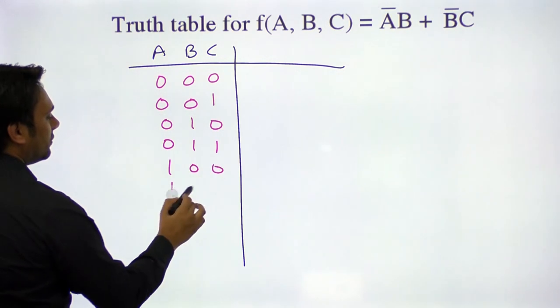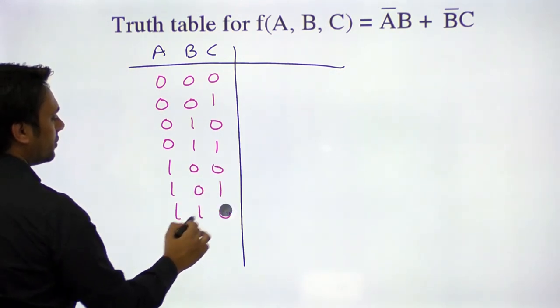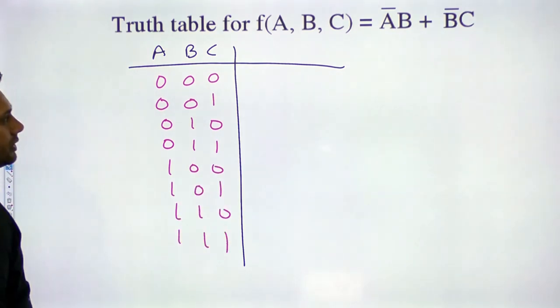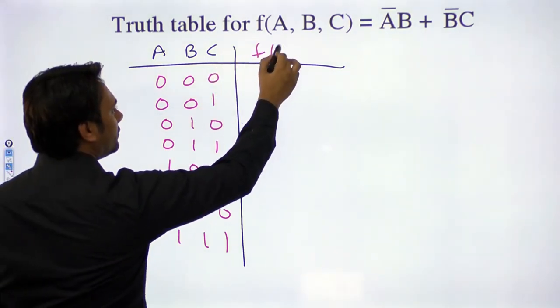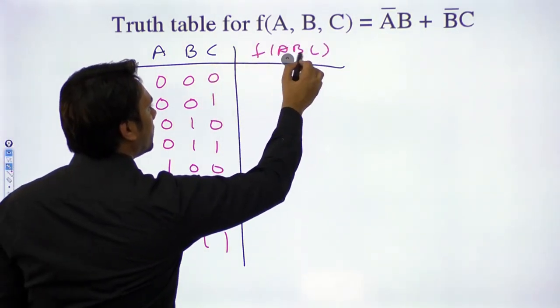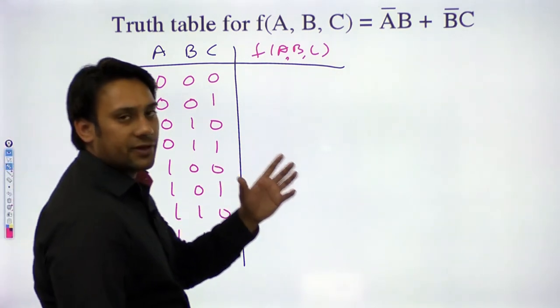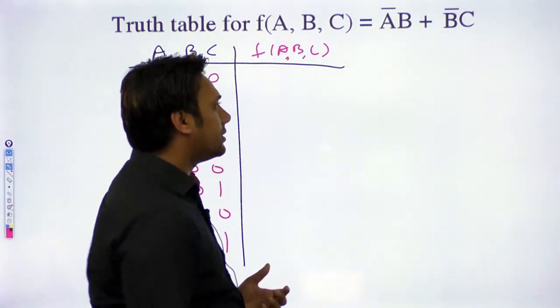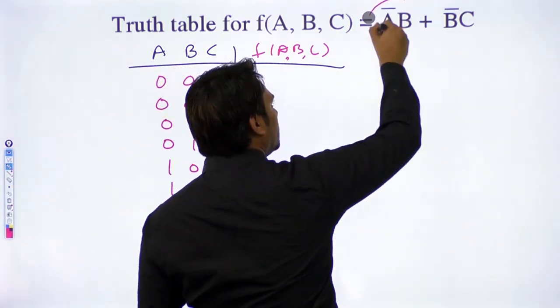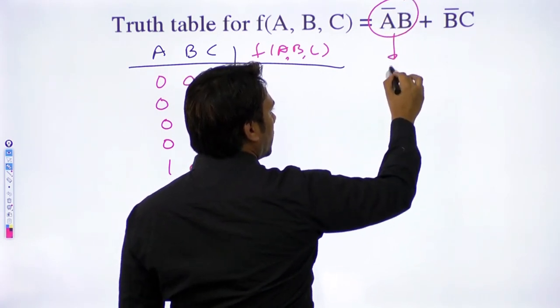0, 0, 1, 0, 1, 1, 1, 0, and 1, 1, 1. And this is a function f of A, B, and C. Now, what are the places where this function is assuming a value 1? Look at this expression. So this expression here, this is called as a product term.